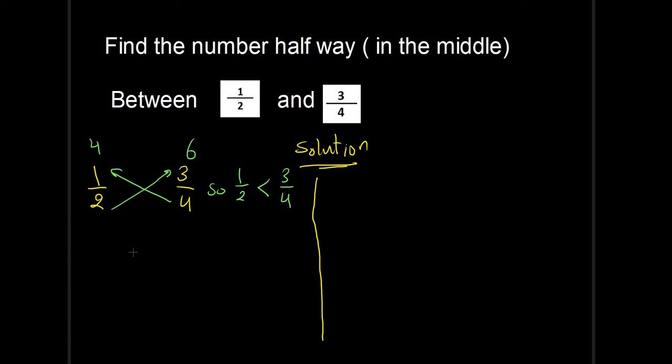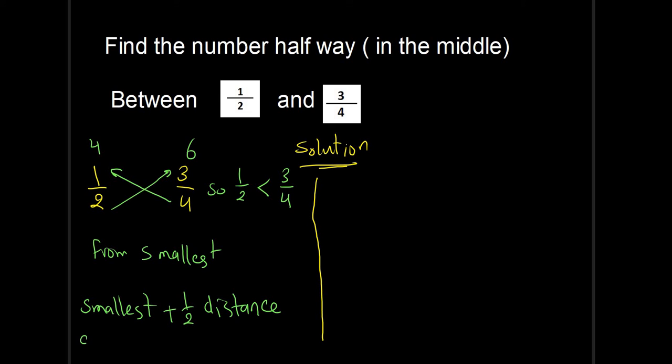To find the number halfway, here you are free to find it from the smallest or from the greatest. If you start from the smallest, I write the smallest plus half the distance. If you want to find it from the greatest, write the greatest minus half the distance. Here we will find it from the smallest, but both solutions will give me the same answer.